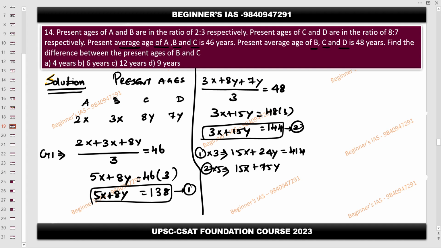which is equal to 5 into 144, therefore 720. Then subtract: minus, minus and minus. Then this gets cancelled here, minus 51y is equal to minus 306. Now this minus and this minus get cancelled. So 51y is equal to 306, therefore y is equal to 306 by 51. Therefore y is equal to 6.